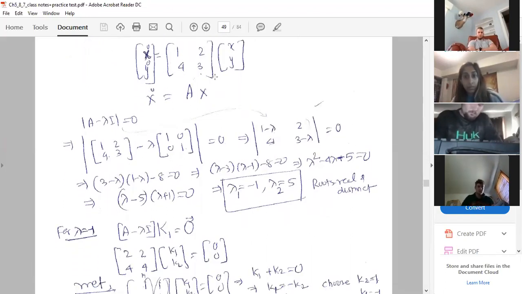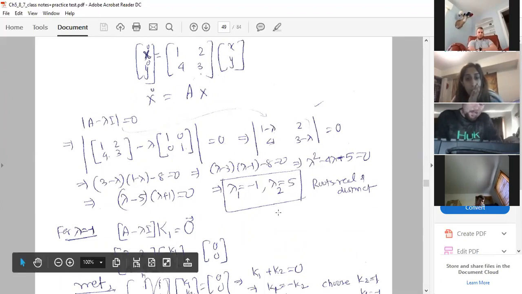The size of the matrix is n, that is 2 by 2, so it is 2. None of the roots is repeating, that means multiplicity is 1. 1 is less than 2, so m is less than n. I forgot to write it down over here, but you have to mention this thing: m is less than n.